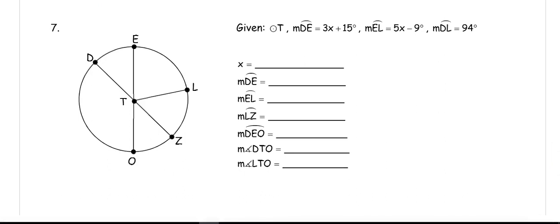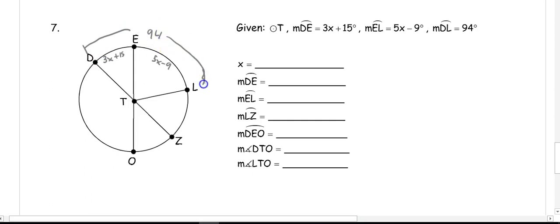Number 7, given circle T, we know that DE is 3x plus 15, EL is 5x minus 9, DL is 94. So first thing we want to do is solve for x. So we know that the two smaller arcs, 3x plus 15 plus 5x minus 9, is going to equal 94 degrees. So we get 8x plus 6 equals 94. 8x equals 88. So x is 11.